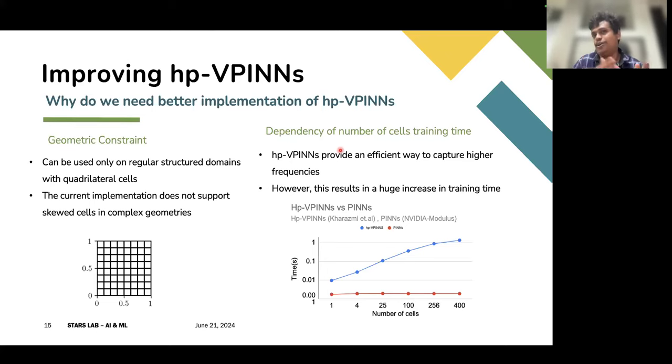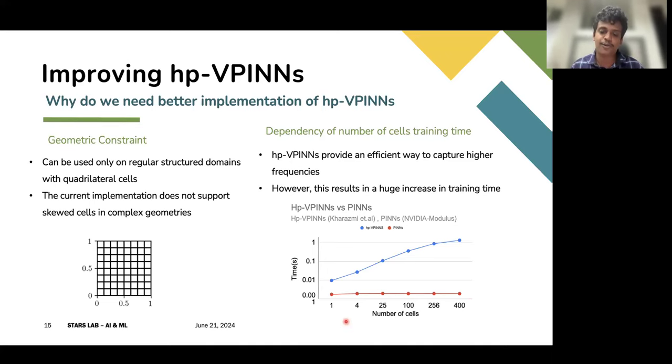We have claimed that you can divide your domain into larger subdomains to enable the network to capture higher frequencies and so on. But let's take for example a 6,400 quadrature point system where you solve it on PINNs. Obviously, you will get the same iteration time. So you solve it for 6,400. Let's record the training time per epoch.